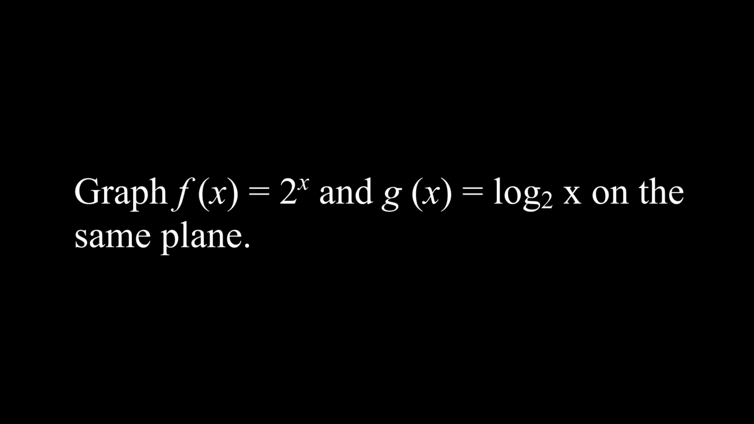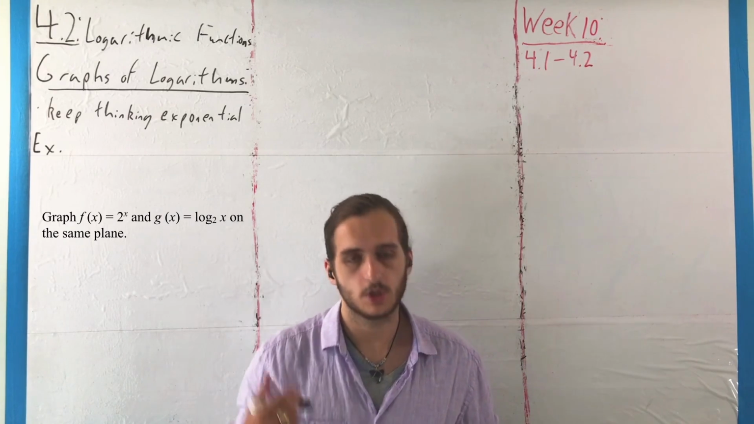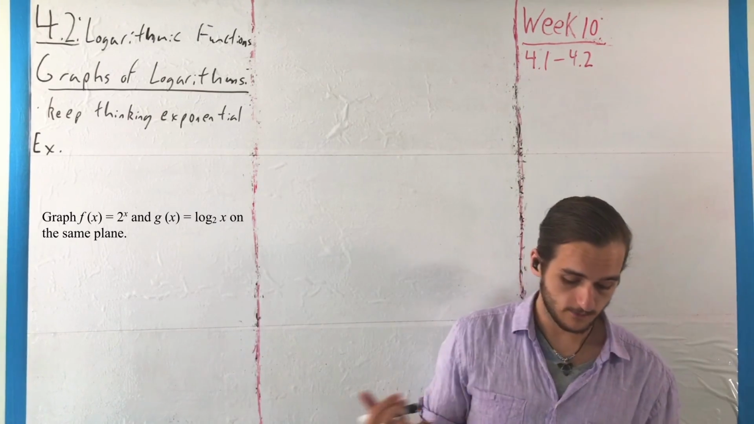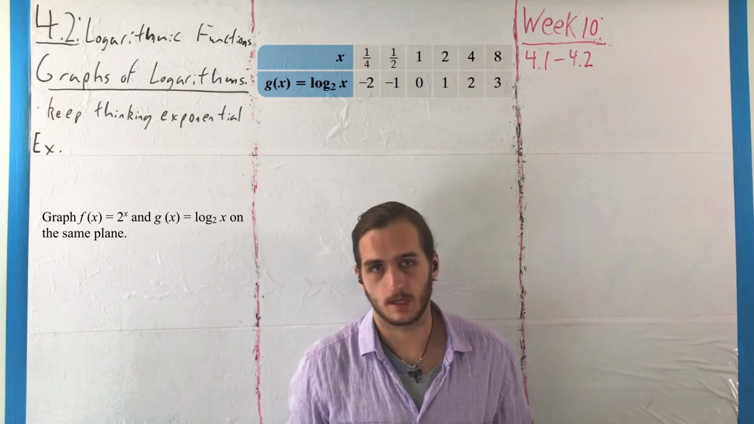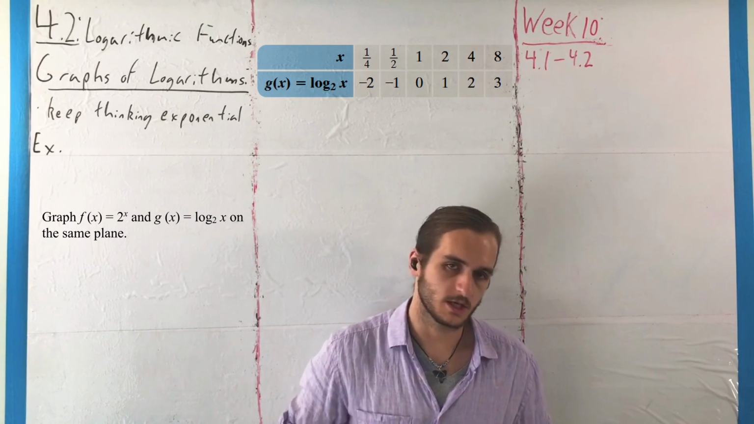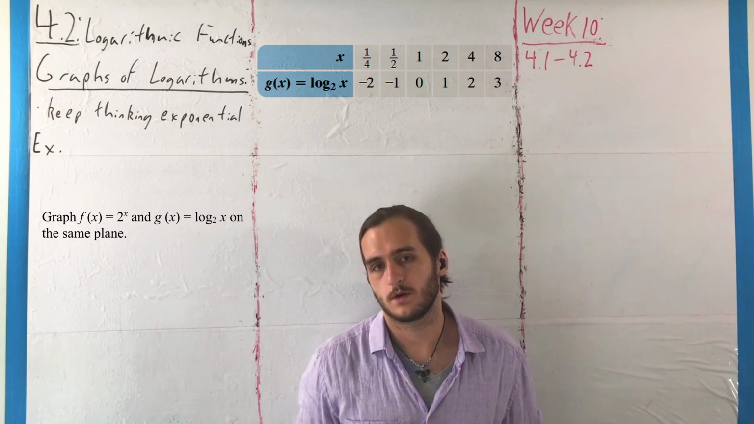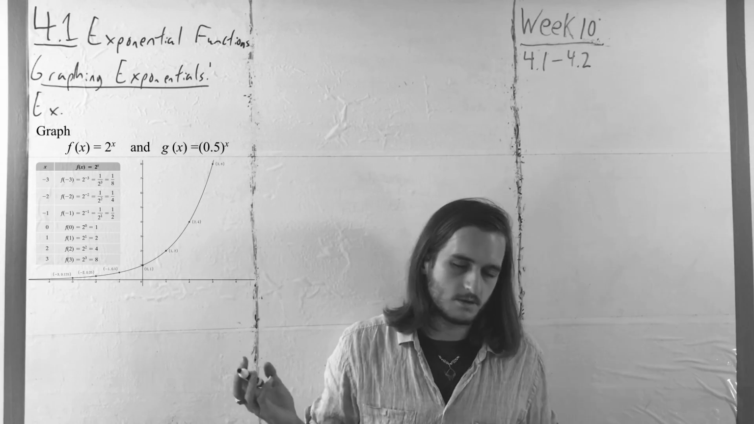So let's say we want to graph f of x equals 2 raised to the power x and g of x equals log base 2 of x on the same plane. For something like this, we could go through the steps of evaluating that function g at some nice, maybe not so nice values, thinking very carefully in terms of reversing exponential things, or more thoughtfully, we can remember that we did 2 raised to the power x earlier on.